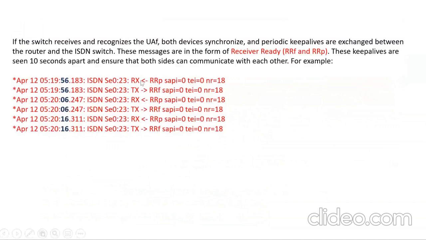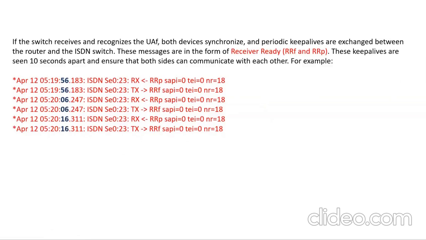So if we are receiving RRP, see the RX, it's very easy to understand who is receiving and who is sending the message. RX plus the incoming arrow, and this is an outgoing arrow. Okay, so RX, we are receiving RRP, router should respond or transmit TX RRF message, and this happens every 10 seconds if you see. Okay, now how does a PRI come to know that the connection with the provider is lost?